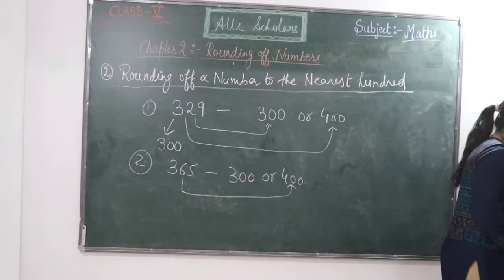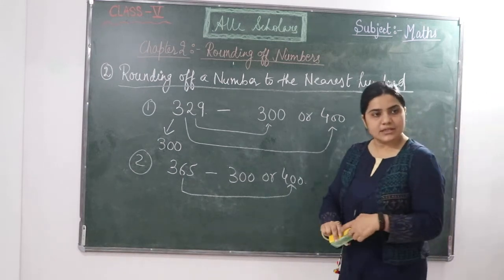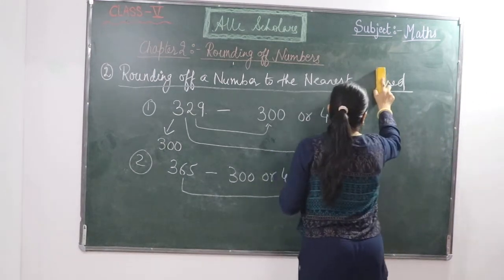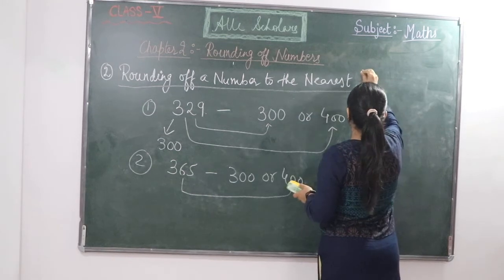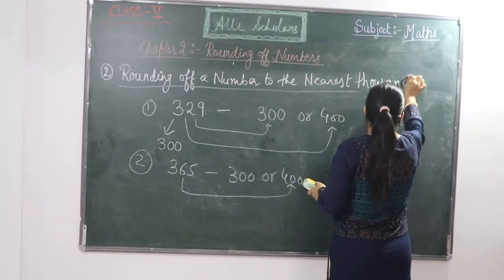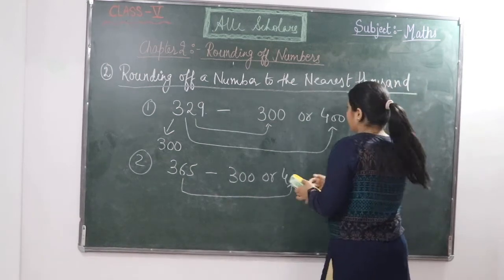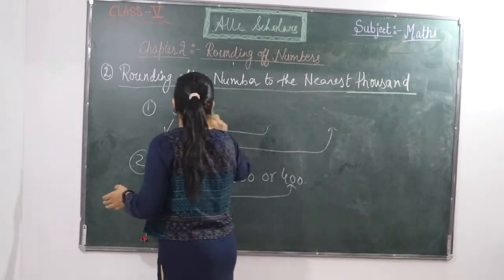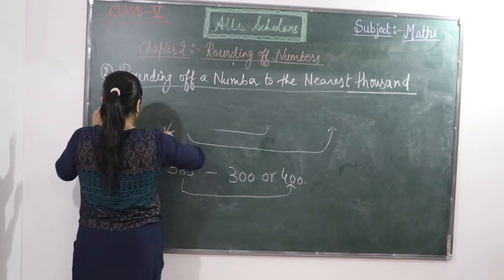Next, we will see the rounding of a number to the nearest 1000. It is similar to the way we have done for 100.